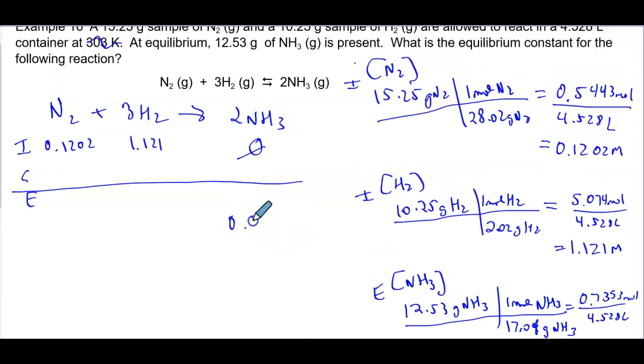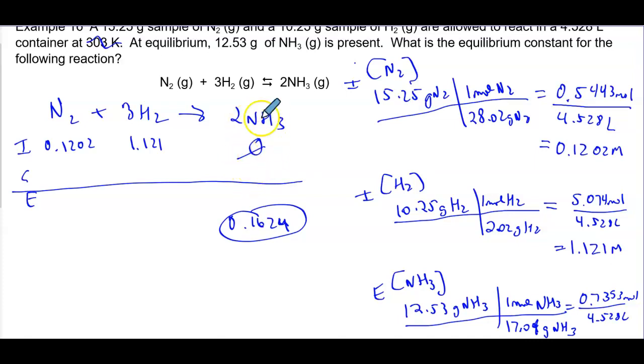So this is 0.1624. This is going to be a number that you're going to plug into your expression in a little bit. Okay, so we have to figure out the C, which is the change portion. Remember that in order for this to go back and forth to reach equilibrium, we have to have something being created and then breaking back apart.